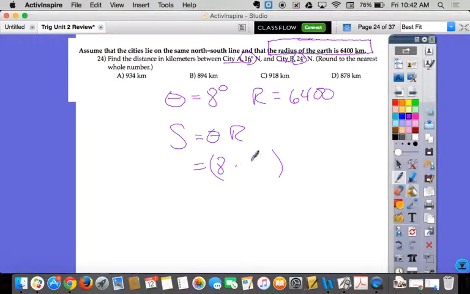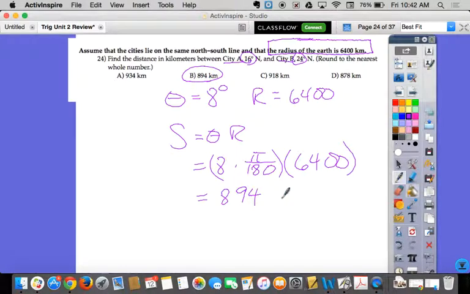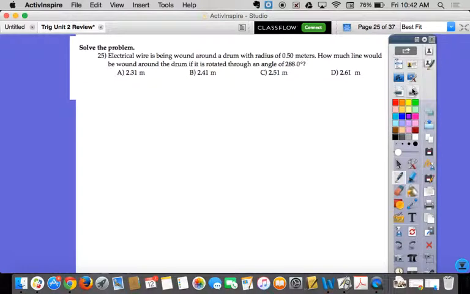It's degrees, so you're required to convert while you're in your formula. But it's just a matter of typing it in. 8 pi times 6,400. And then come through and divide that out. And we've got 894 once you round it. I had 893.6, but they rounded it to the nearest kilometer, so B is going to be our answer.